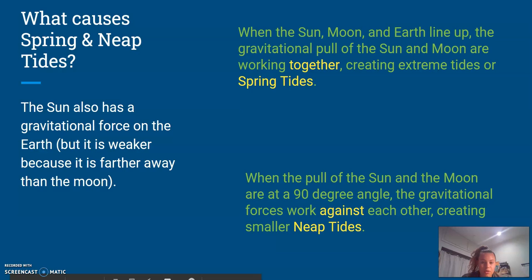Well, in addition to the moon, the sun also has a gravitational force on the Earth. But it is slightly weaker because the sun is so much farther away from the Earth than the moon is. So, when the sun, moon, and Earth all line up, the gravitational pull of the sun and moon are working together, creating extreme tides, or spring tides.